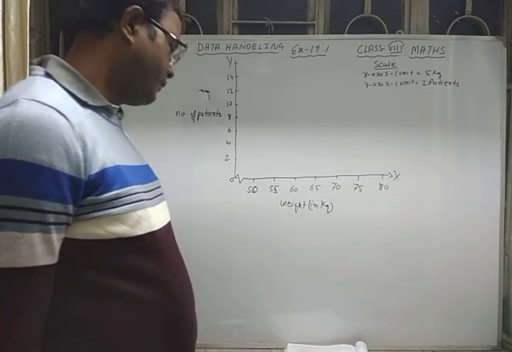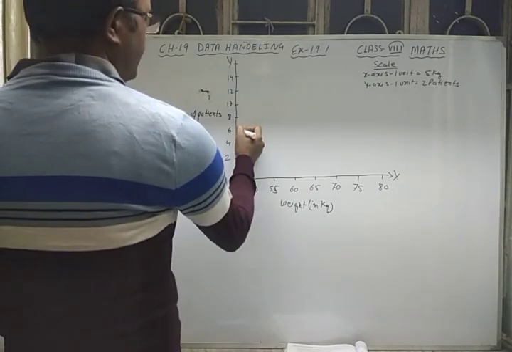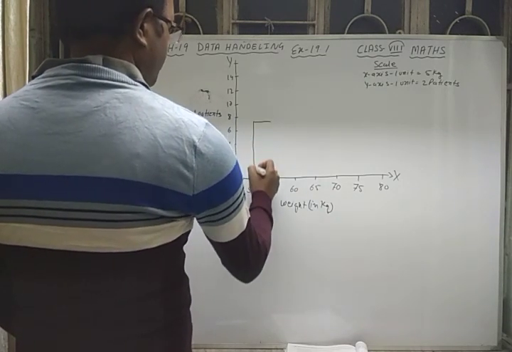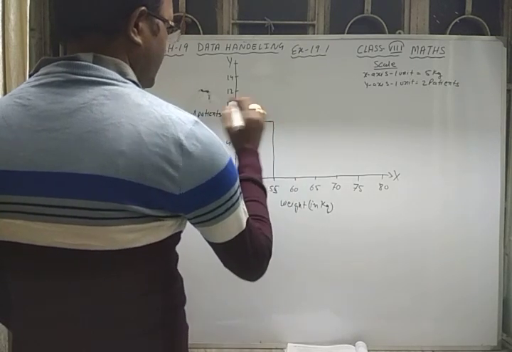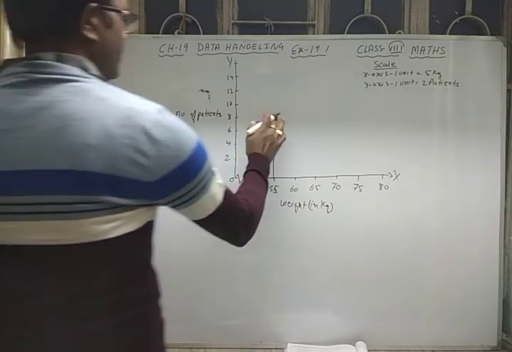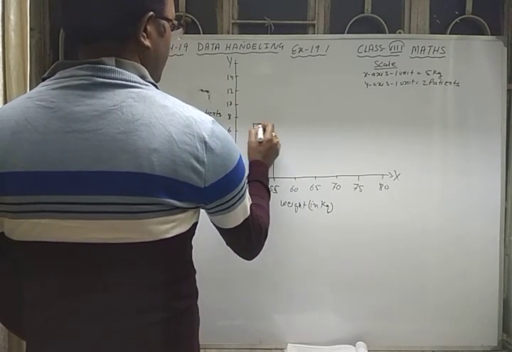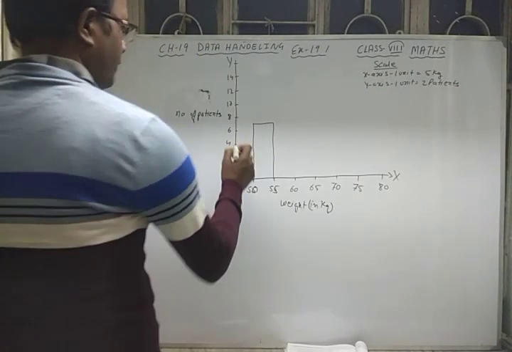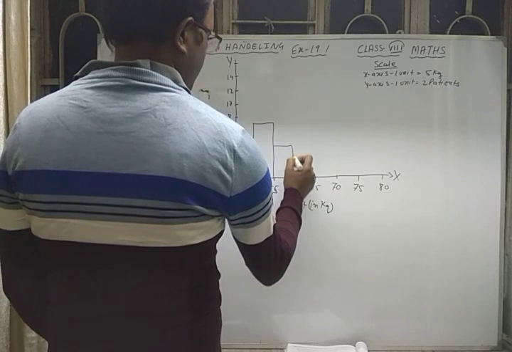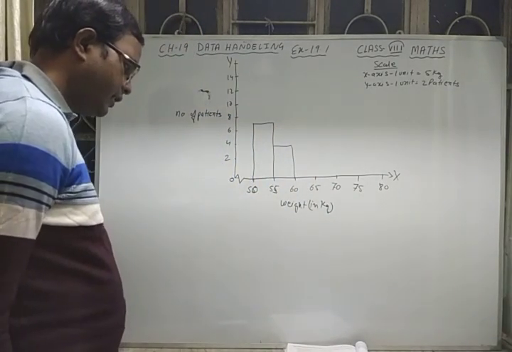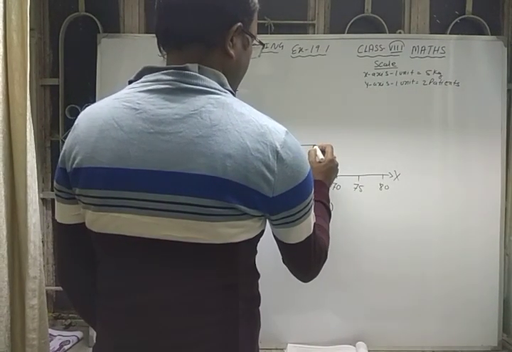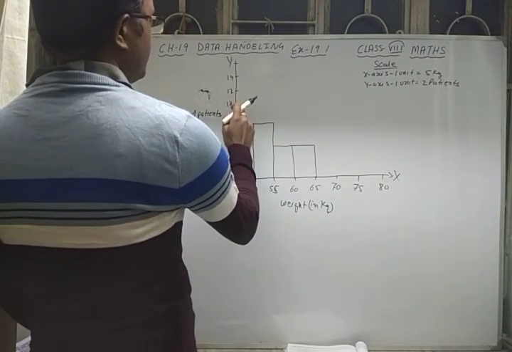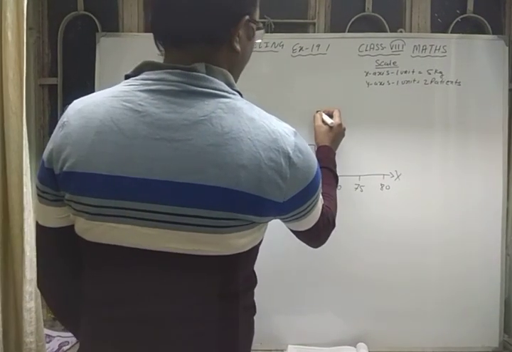Now in the first class, 50 to 55 kg, there are 7 patients, that means 7 lies between 6 and 8. So approximately you have to take it like this here. Just draw the graph. Now for 55 to 60 kg there are 4 patients, so you have to take the 4 here like this. Then for 60 to 65 kg there are again 4 patients, so a rectangle of the same length will be formed here. After that there are 9 patients, that 9 lies between 8 and 10, so you have to take it here like this.